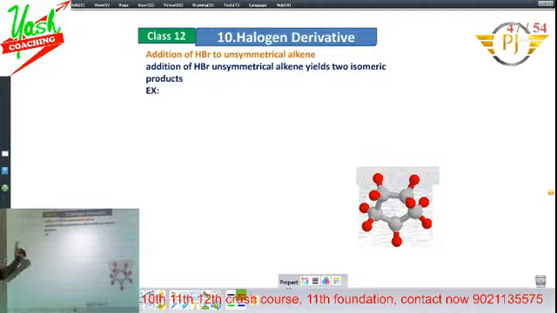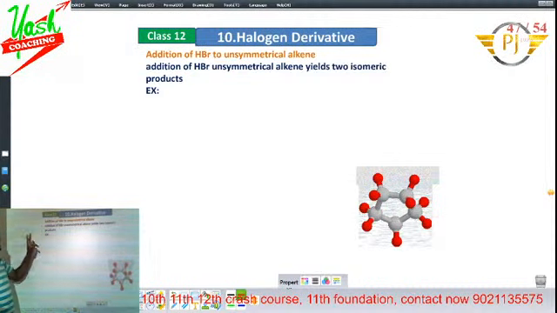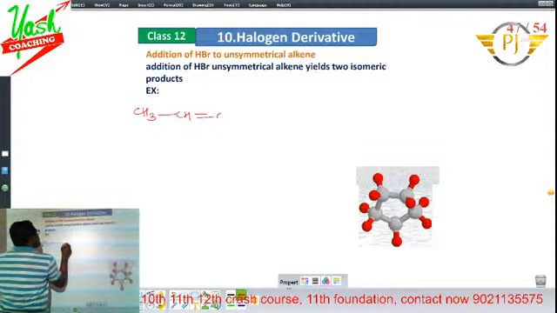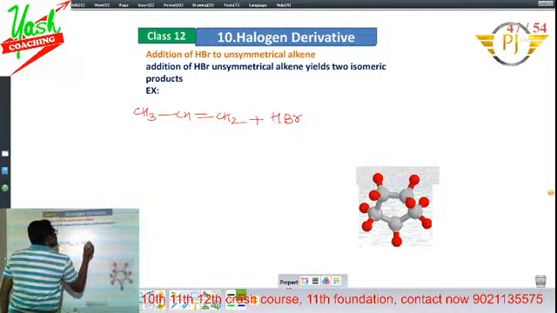These additions take place with the help of a special rule, called the Markovnikov rule. Whenever HBr is added to unsymmetrical alkenes, two isomeric products can form. How these isomeric products are formed, we will see with the example of propene, CH3CH=CH2, reacting with HBr.